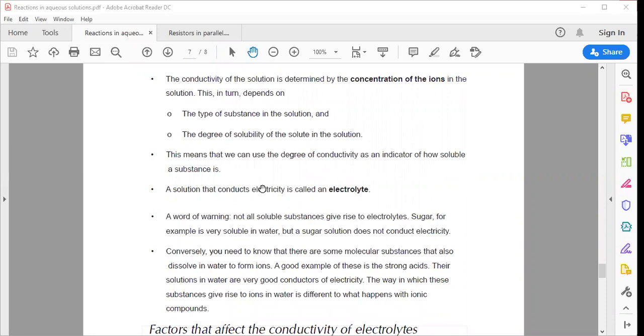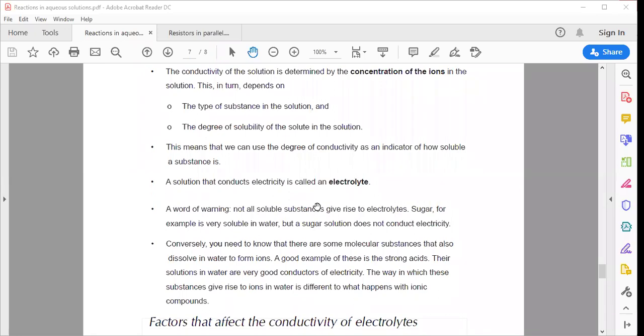A solution that conducts electricity, we call it an electrolyte. So a substance that allows electricity to pass through, and it is in solution, in liquid form, we call it an electrolyte. So an electrolyte has to be a solution or a gel-like substance. I think nowadays, even in batteries, they're using gel. So it can be a solution or it can be a gel substance that is able to conduct electricity. We call it an electrolyte.